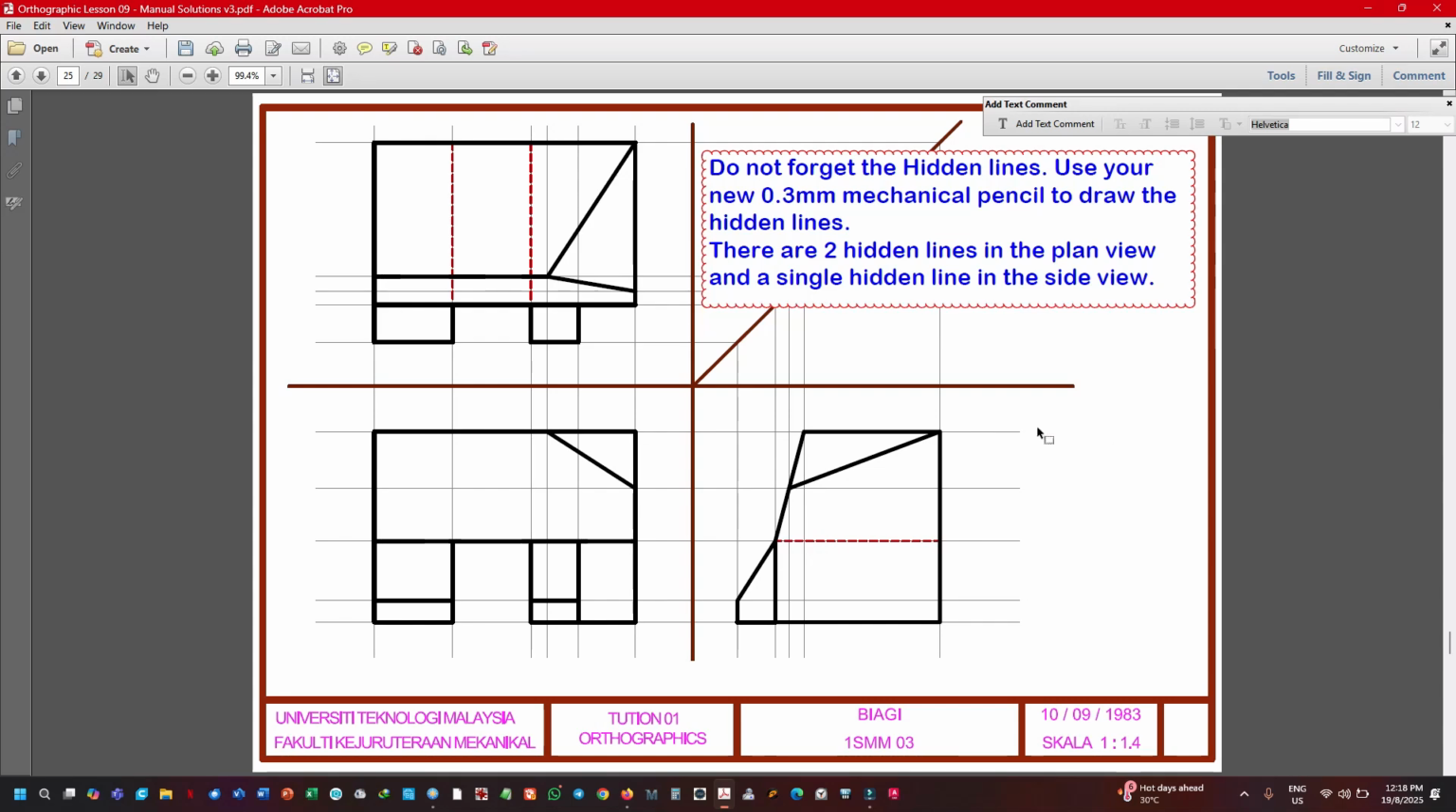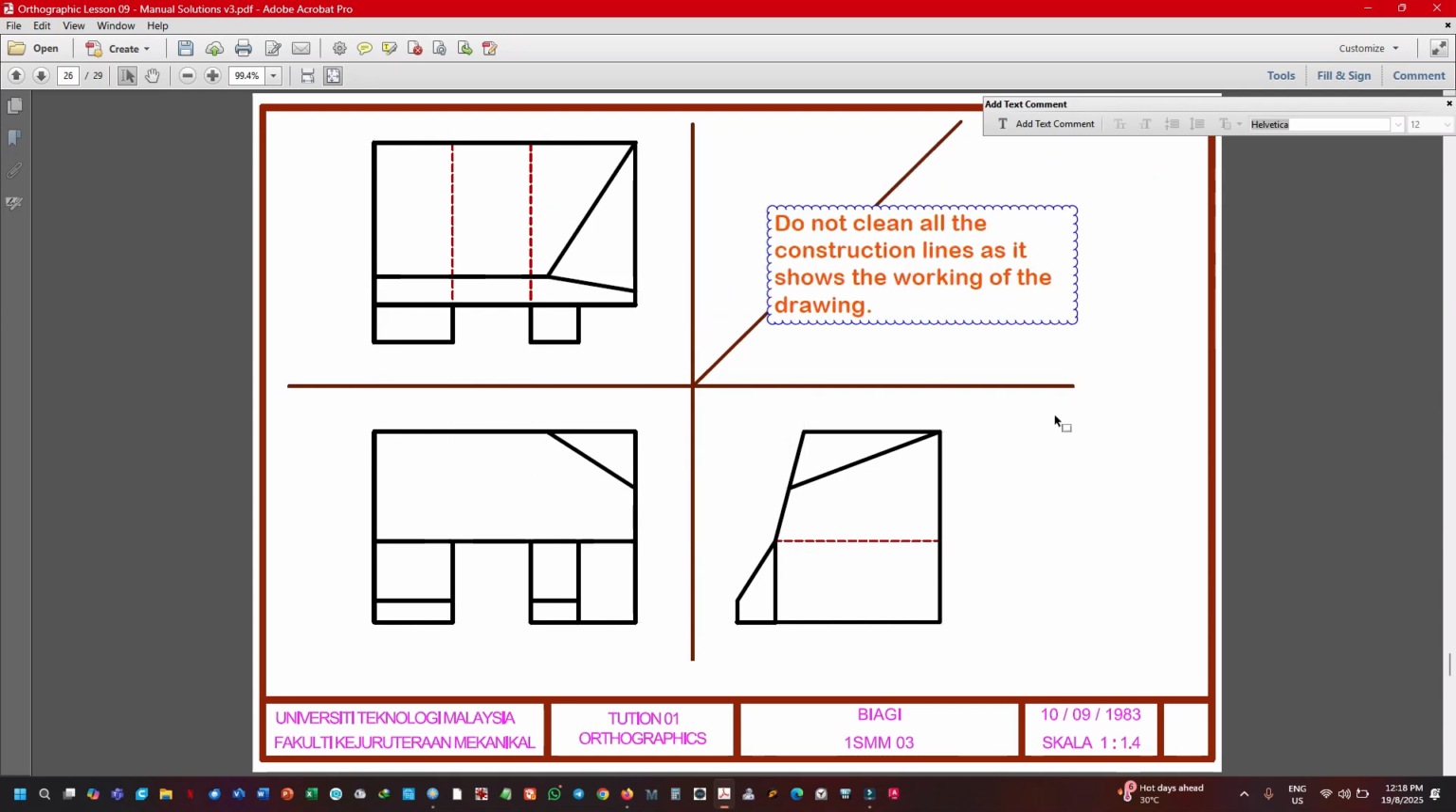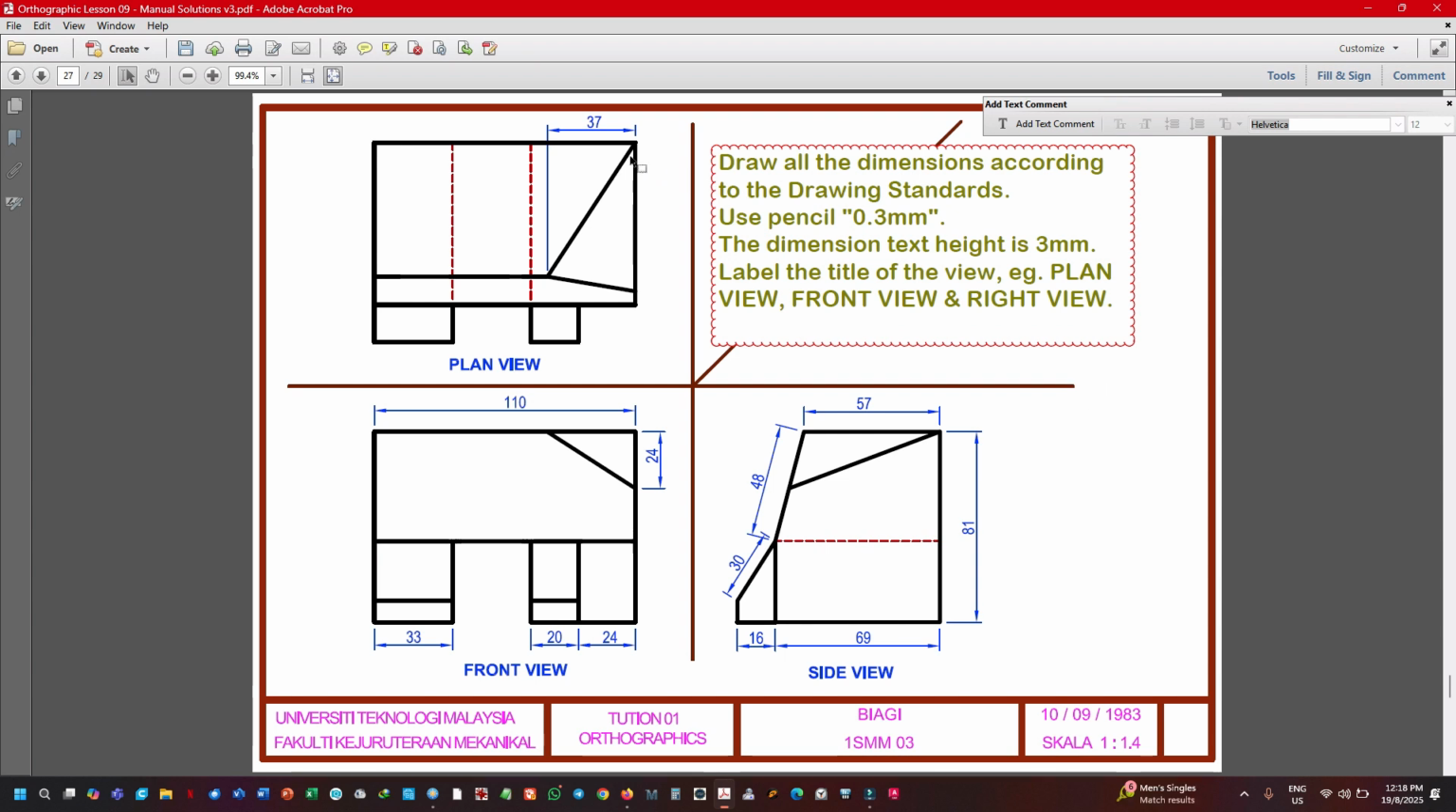And then do not clean all the construction lines as they show the working of the drawing and they carry good marks. All right, so draw all the dimensions. This is a plan view. Remember, the plan view must always be drawn. Now draw all dimensions according to the drawing standard. Use a 0.3 millimeter pencil. The dimension text height is 3 millimeter. Then label plan view, front view, right view, and so on.